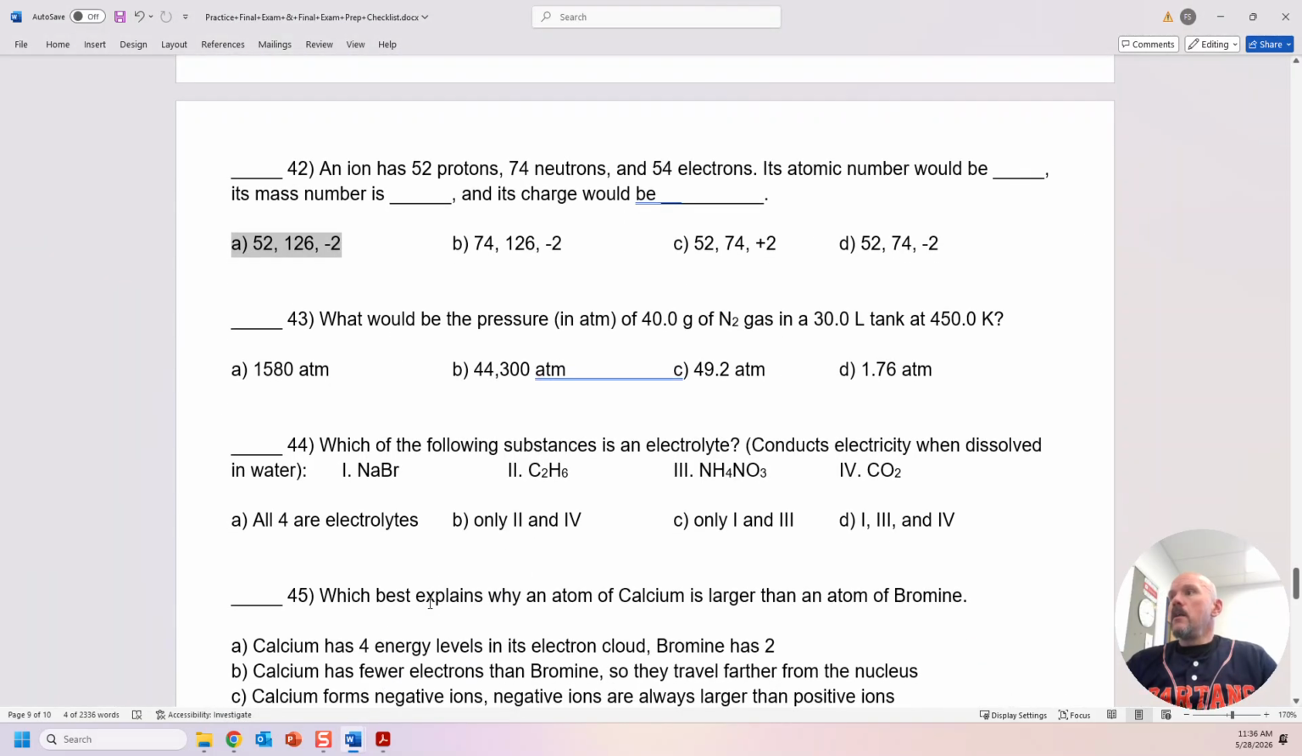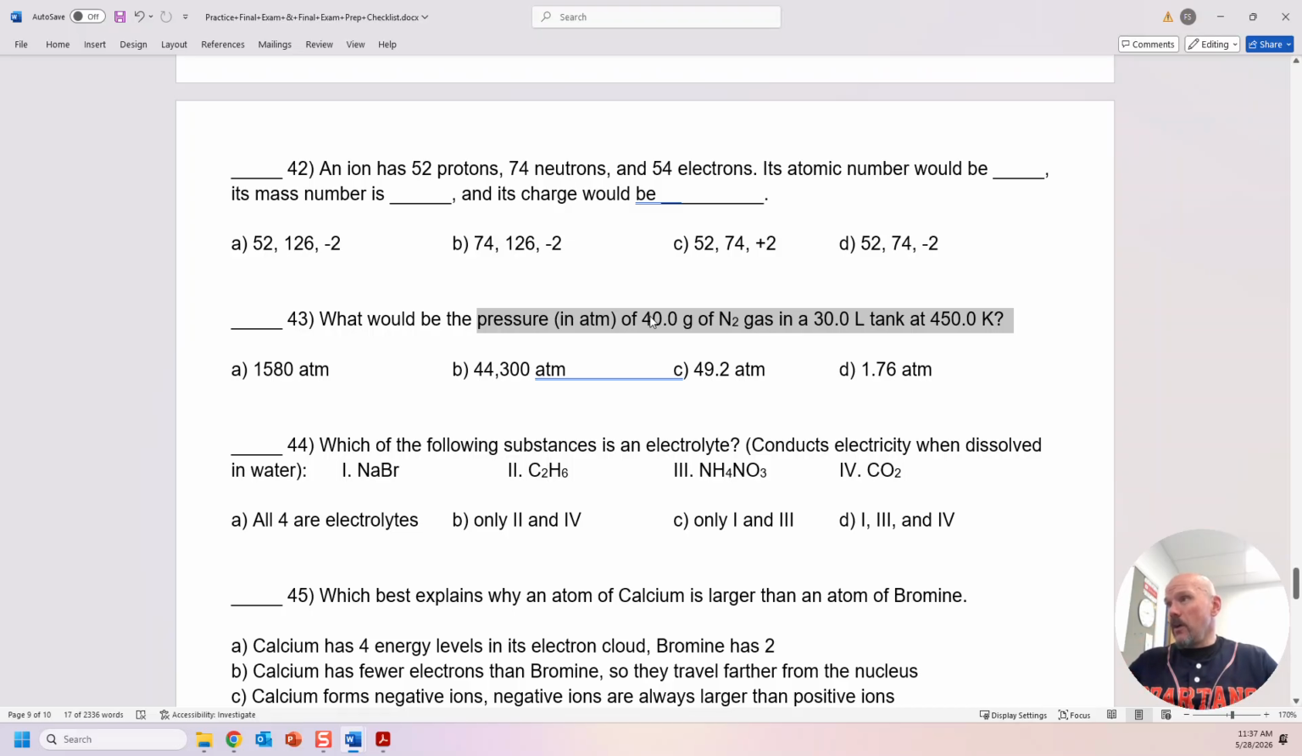All right. Number 43, what would be the pressure in atmospheres? 40 grams of nitrogen gas, 300-liter tank, 450 Kelvin. Okay, so we're given the amount of gas, we're given the volume of the gas, and we're given the temperature of the gas, and we want to know pressure. So ideal gas law, right? PV equals nRT, we're solving for P. But remember, our n value in PV equals nRT is moles.